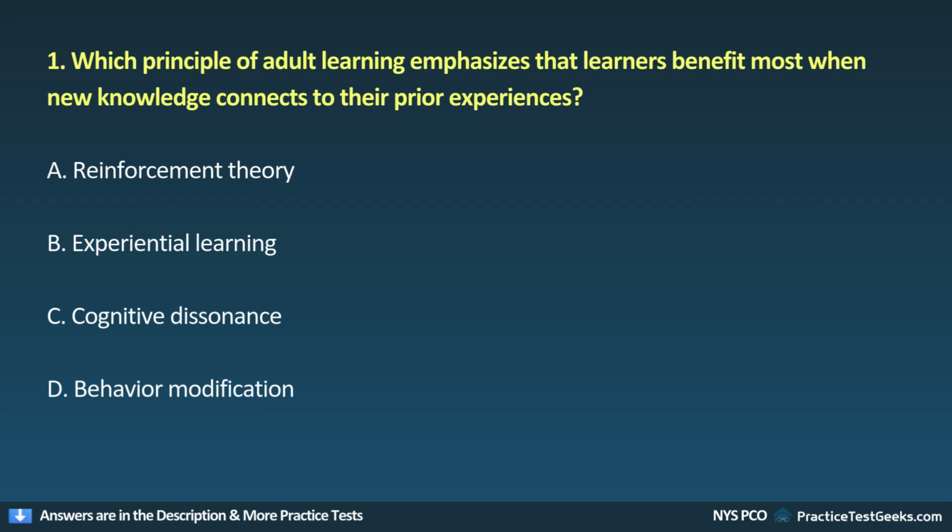1. Which principle of adult learning emphasizes that learners benefit most when new knowledge connects to their prior experiences? A. Reinforcement theory. B. Experiential learning. C. Cognitive dissonance. D. Behavior modification.